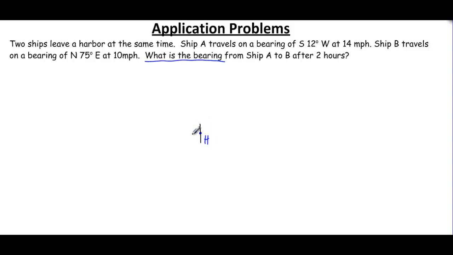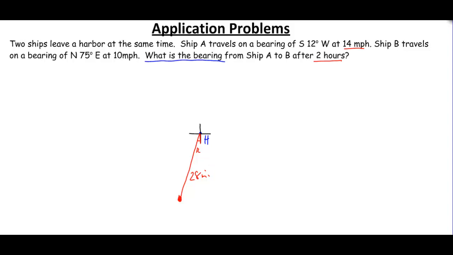Okay, so I know one ship, ship A, is sailing south 12 degrees to the west. So that's not very much. So 12 degrees to the west, at 14 miles per hour. And again, we can kind of do this right away. If it's 14 miles per hour for 2 hours, that's 28 miles.